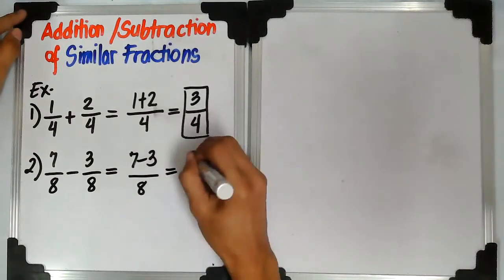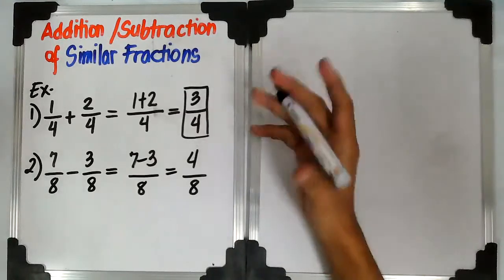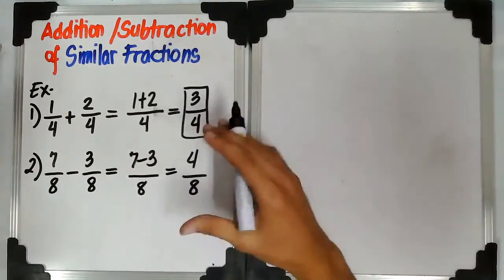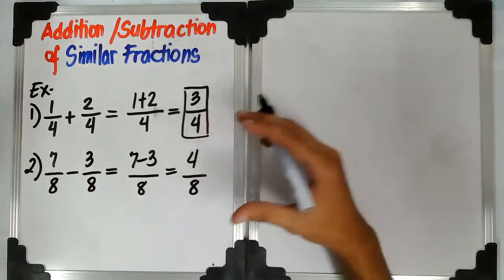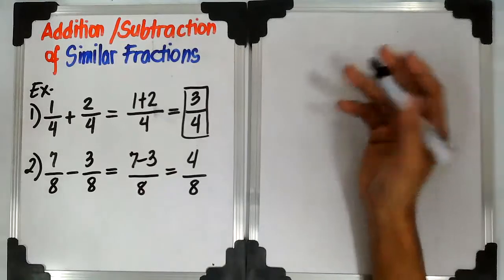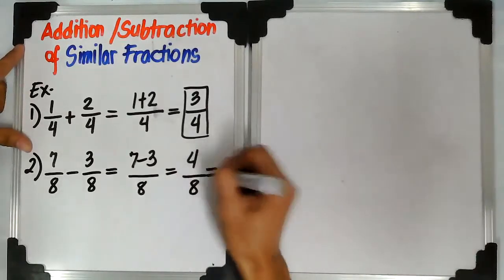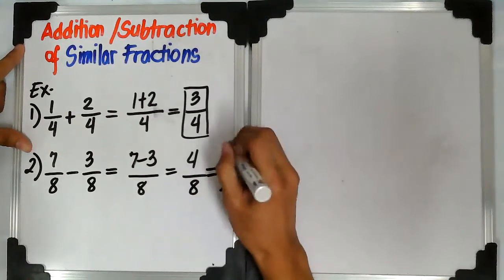And this will result to 4 over 8. Make sure that your 4 and 8 are relatively prime before we box this, make sure that this is your final answer. Since we all know that 4 and 8 have a common factor, which is 4, this is still simplifiable. And this will be equal to 1 over 2.